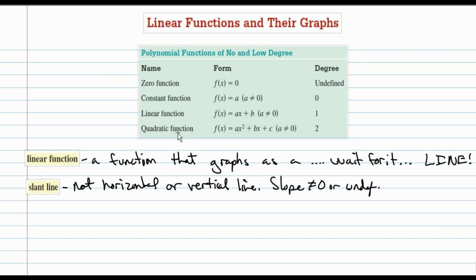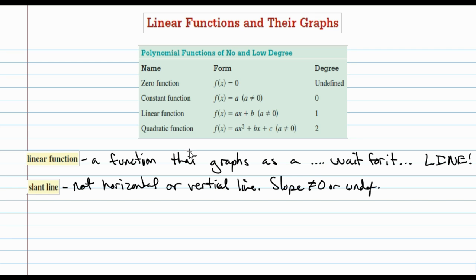So you already know what a quadratic function is. We've been talking about quadratics as examples in previous sections. A linear function, this book will say ax plus b. A just stands for the leading term. B is your y-intercept. A would be your slope. Constant function is just f of x equals some number. If that number is 0, they call it a zero function.